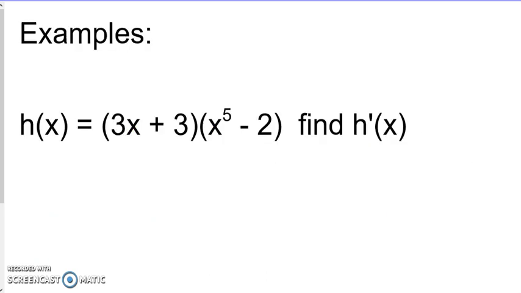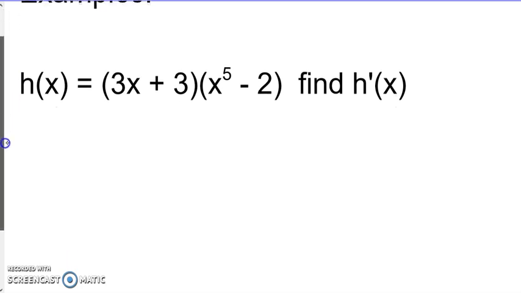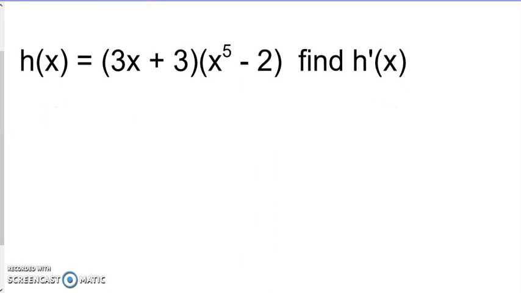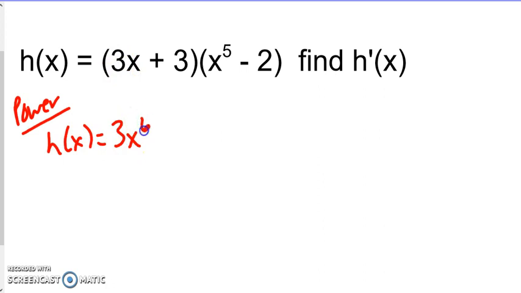So let's try this. We're actually going to do this problem in two different ways. If we were going to do the power rule, which we did with some examples like this, we would first have to FOIL. So let's think about this. We're going to first do the power rule. FOIL. Use some of our algebra skills here. So 3x to the 6th minus 6x plus 3x to the 5th minus 6.